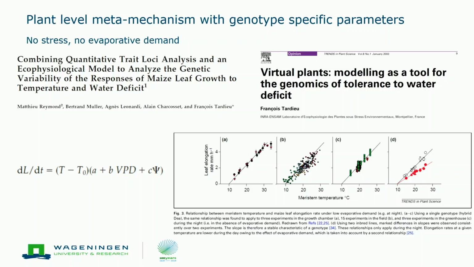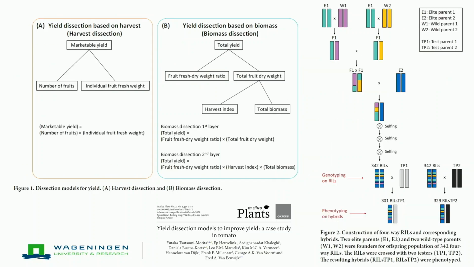Well, this is what we're trying to find out: cut up the phenotype in such a way that we end up with traits that can be ascribed to individual parameters on genotypes or environments, but not both. We try to do something ourselves. In tomato, this is work by Yutaka Tsutsumi. Eb Heuvelink will talk about it tomorrow.